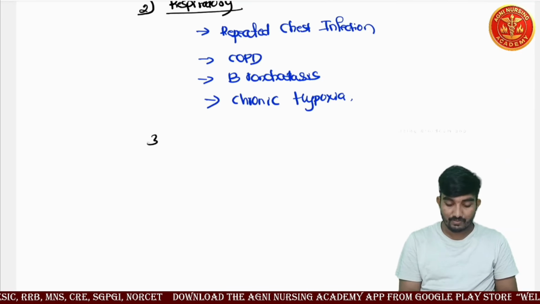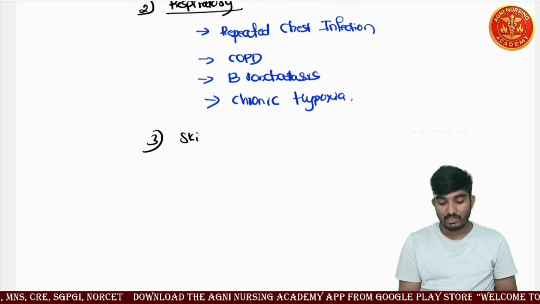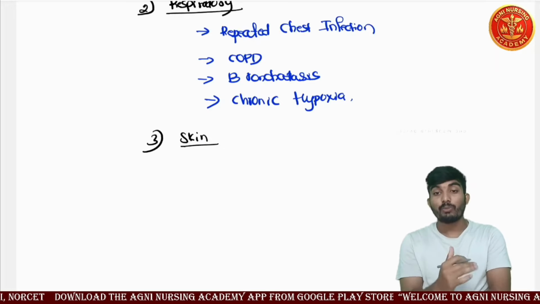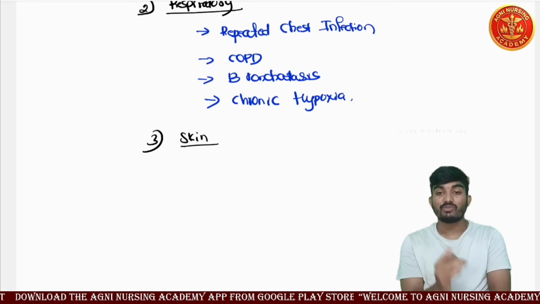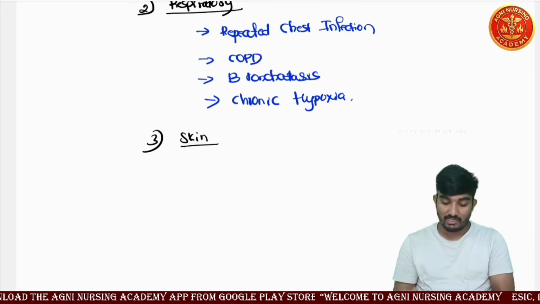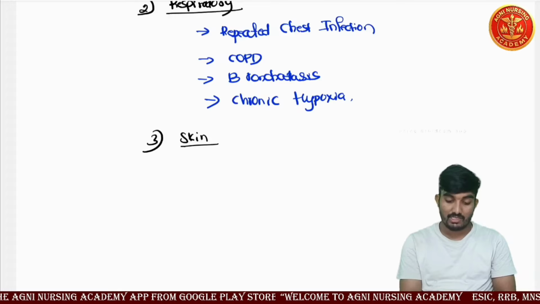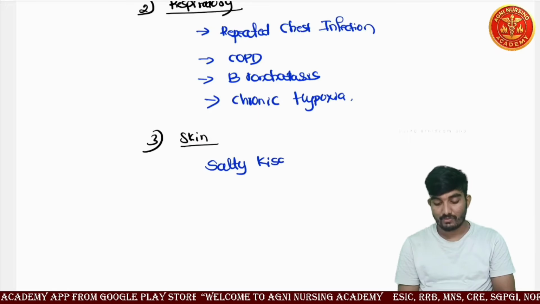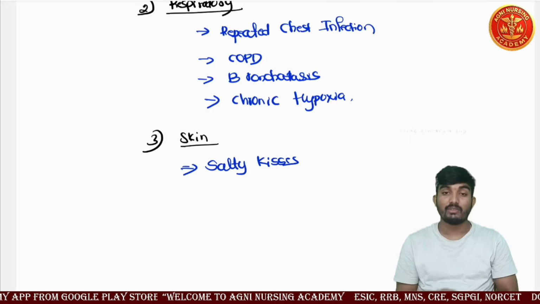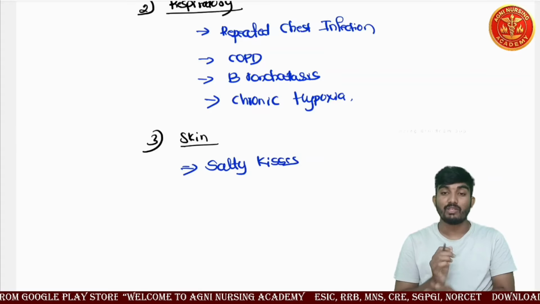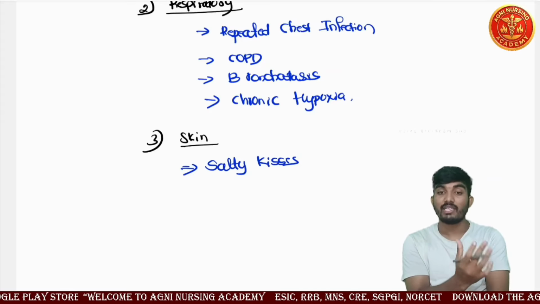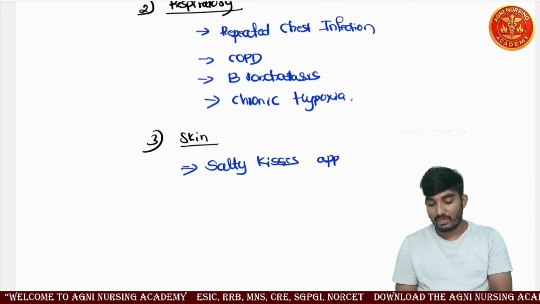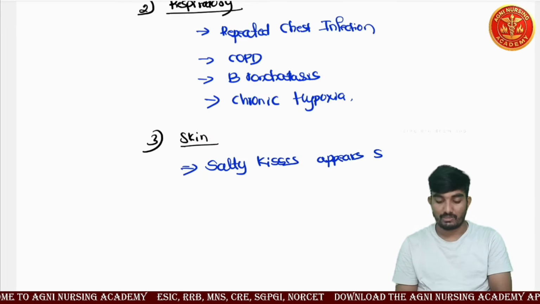Next we see the integumentary system, meaning the skin. In the skin, the sodium chloride level is higher in these children. In sweat, the sodium chloride level will be increased. That's why the salty kisses symptom is present in this child. If, in the case of a cystic fibrosis child, we give a kiss to that child, the taste will be salty. That's why salty kisses appear as a symptom.